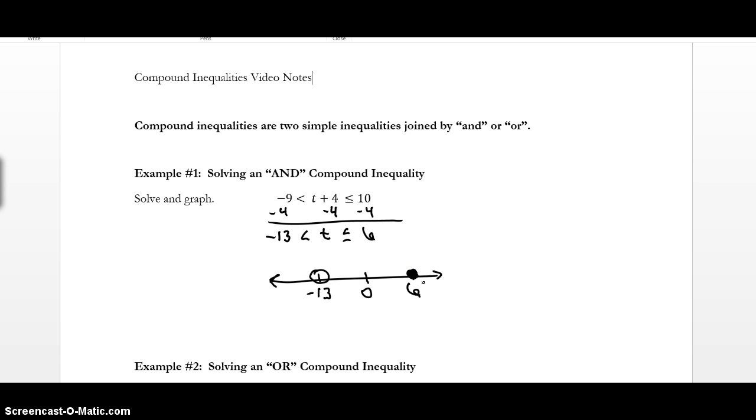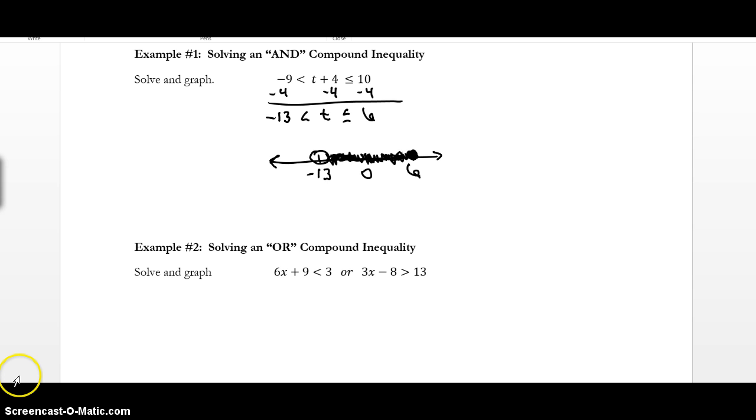And then all the solutions that make this true fall between here. So I shade in between. So there are infinite solutions here that fall between negative 13 and 6, not including negative 13, but including 6. So just shade that in. And this problem is complete. So if you were to pick any solution in the shaded region, like let's say we pick the number 1, plug 1 in for t. 1 is greater than negative 13 and 1 is less than or equal to 6, which is why it's shaded. It makes the statement true.